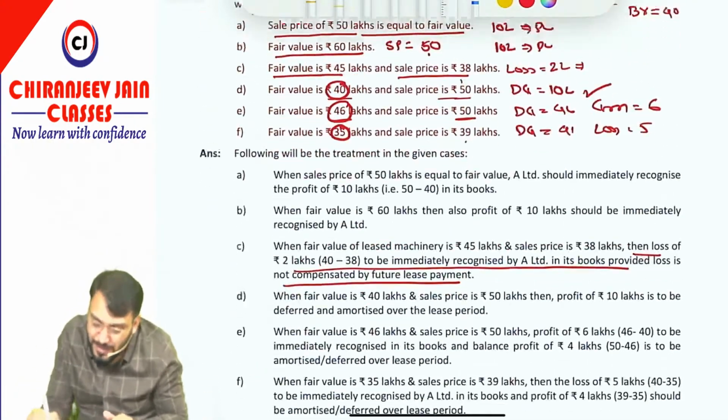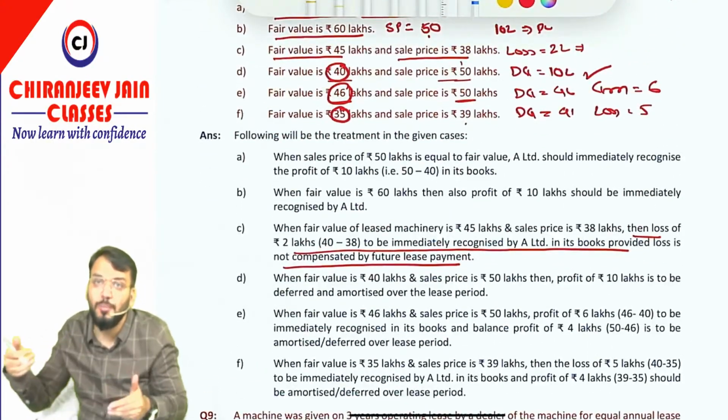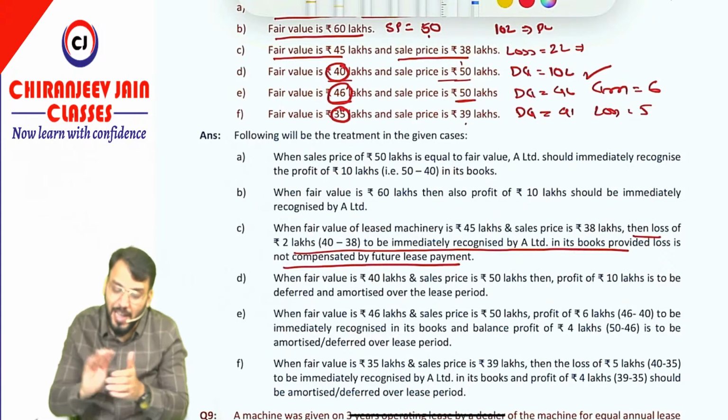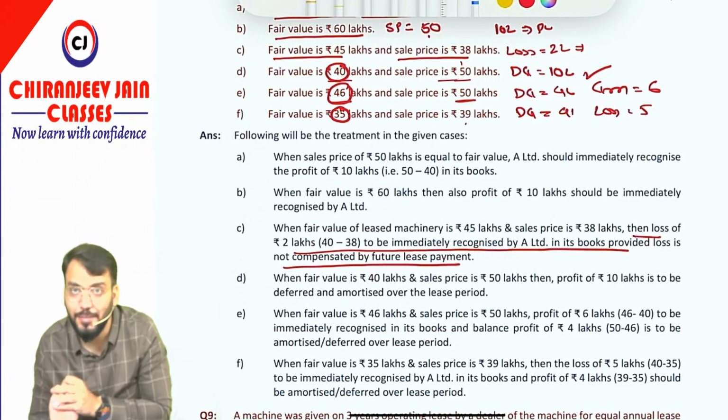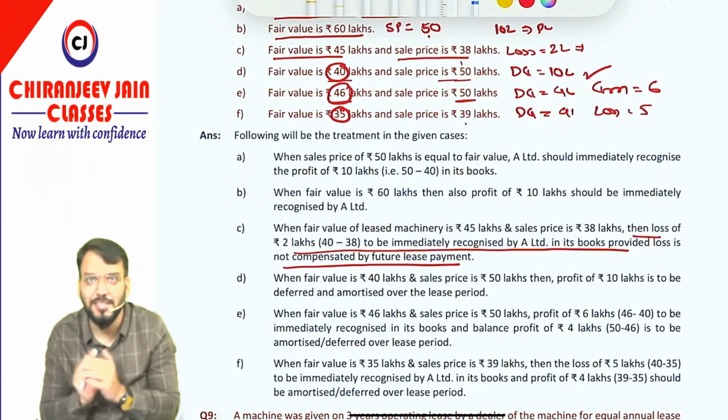So deferred gain will be amortized over the lease term in the ratio of lease payment. This is the entire point which you have done as per AS 19. AS 19 is now covered from my point of view. Understood? I hope you have understood AS 19.